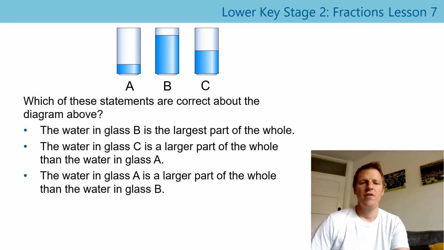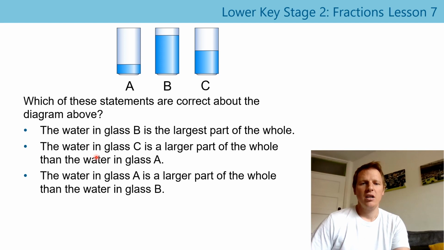Let's go through them. The first one, the water in glass B is the largest part of the whole. Because it says largest, that means we're comparing the size of this part to both of the other parts, to part C and the part of water here in glass A. Now largest means biggest, it's another word for biggest or greatest. Is the part that is water here larger than C? Yep. Is the part in B larger than the part that is water in glass A? Yes, because it's bigger than both of those, we can say the water in glass B is the largest part of the whole.